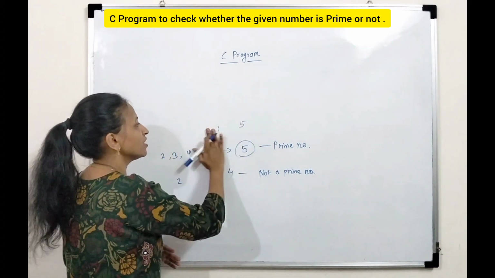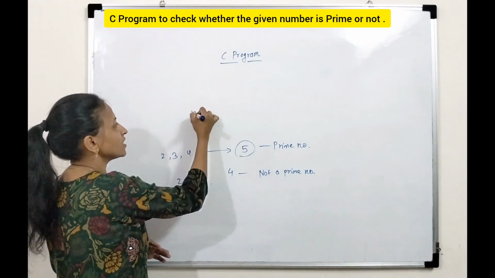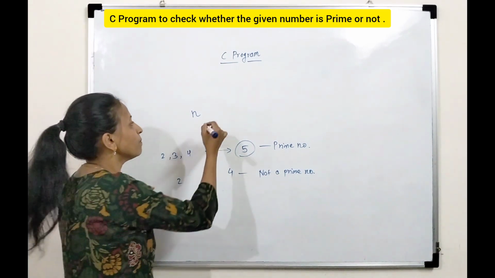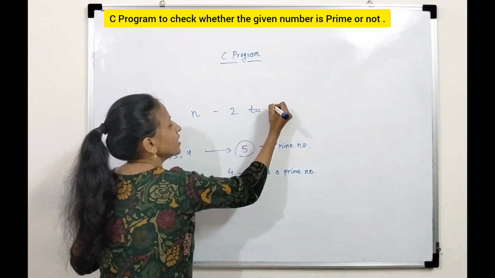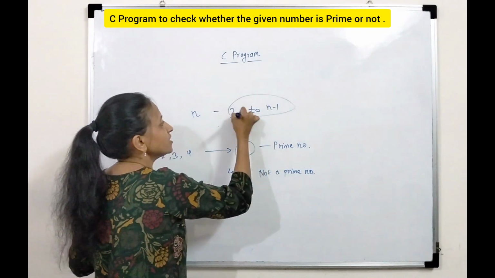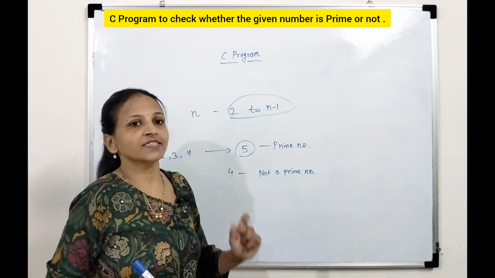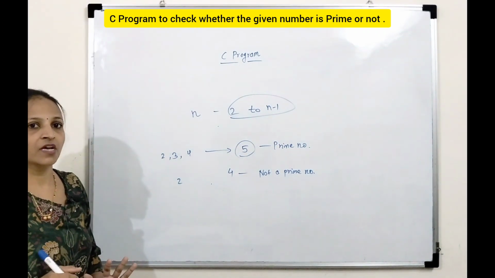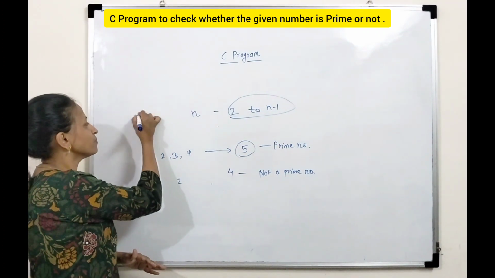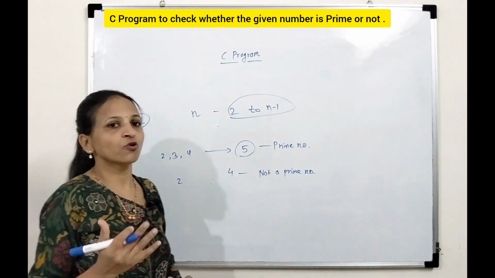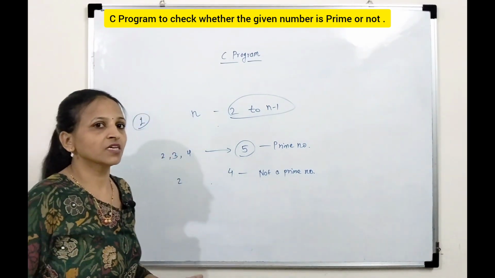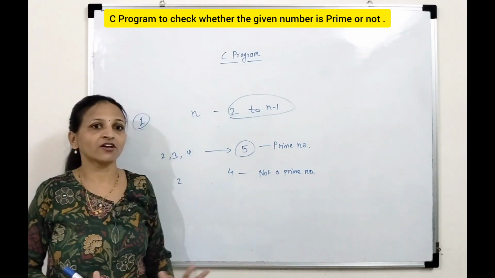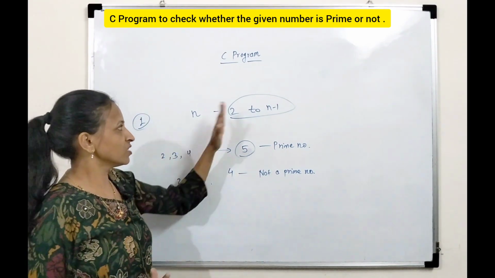Means here in general, suppose n is a number. Then we can check whether that number is divisible by 2 to n minus 1. If it is not, then we can definitely say that the number is a prime number. Otherwise it is a composite number. Now for 1 there is a special case. 1 is neither prime nor composite. We cannot say anything about that. That's why from 2 onwards we can check whether the number is prime or not using this logic.